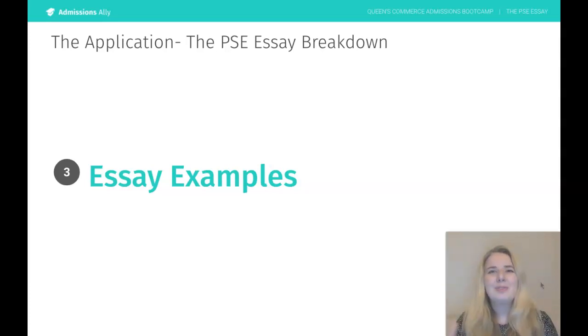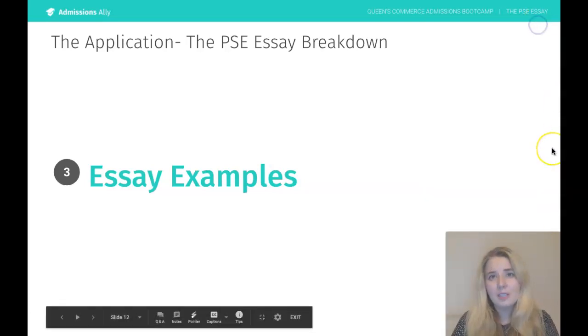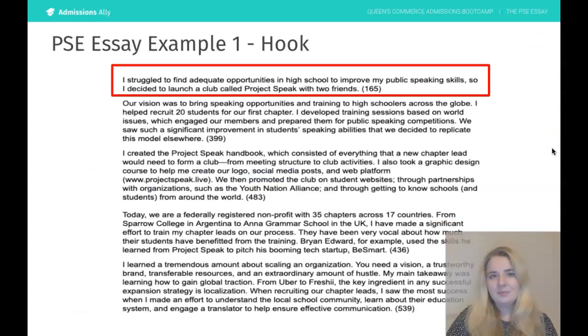And I just want to say before, these are great examples, but they're not the only examples. There are a lot of different ways in which you're going to be able to communicate the same value at a different scale. So let's start with this one. I'm going to go section by section through the areas that we're talking about. So the first is the hook. This person said, "I struggled to find adequate opportunities in high school to improve my public speaking skills. So I decided to launch a club called Project Speak with 2 friends."